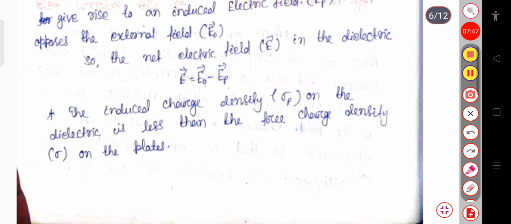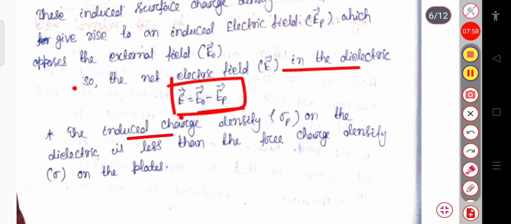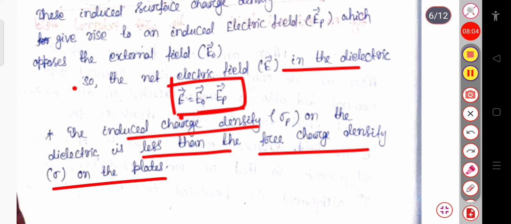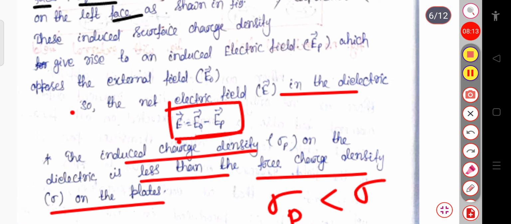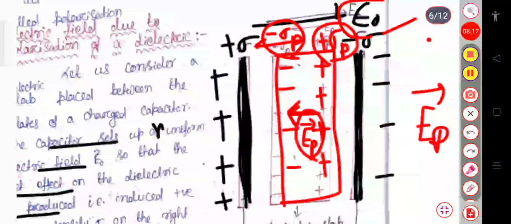So the net electric field in the dielectric is equal to E naught minus EP. Here the induced charge density sigma p on the dielectric will be less than the free charge density sigma on the plate. That is, sigma p is less than sigma. Sigma is the charge density for the parallel plate capacitor, and sigma p is the induced charge density for the dielectric.